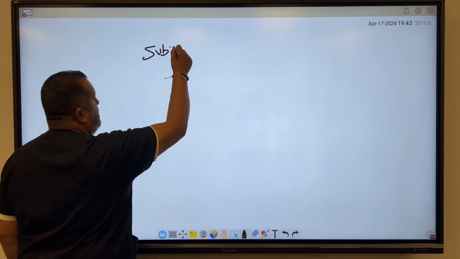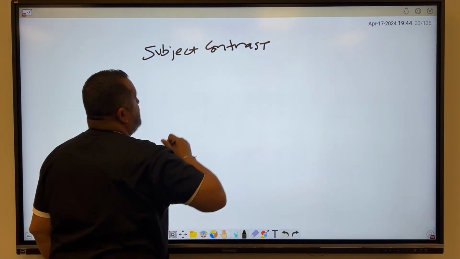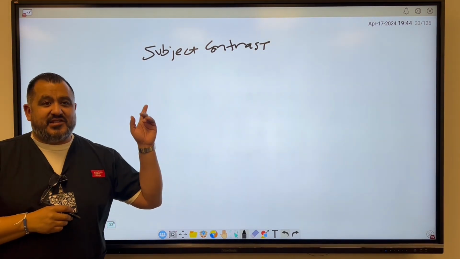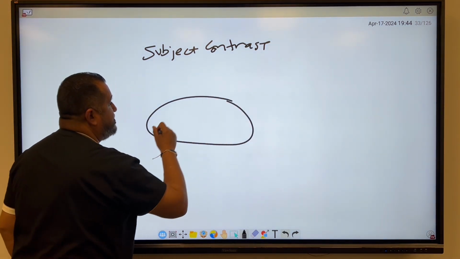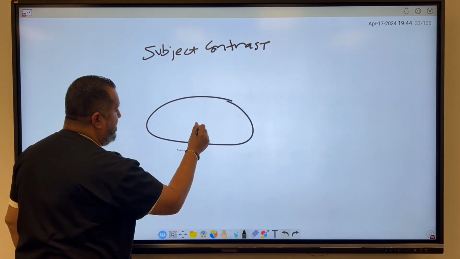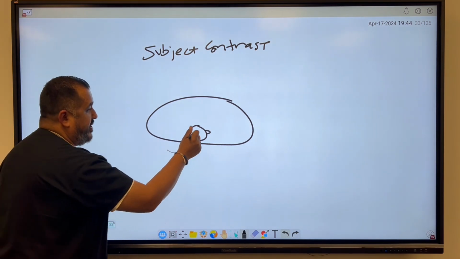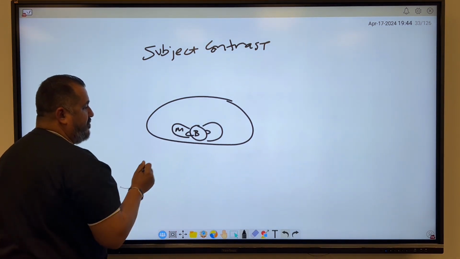Subject contrast. Okay, subject contrast. What does subject pertain to? The patient. Okay, the subject is the patient. So our patients are made up of all kinds of tissues, right? Including ourselves, right? So here's a patient, they're lying on their back. I'm gonna draw, let's say their vertebrae, that's bone, correct? That's bone, put a B right here. And then let's say they have muscle, right? They have the psoas muscle, put an N for muscle.